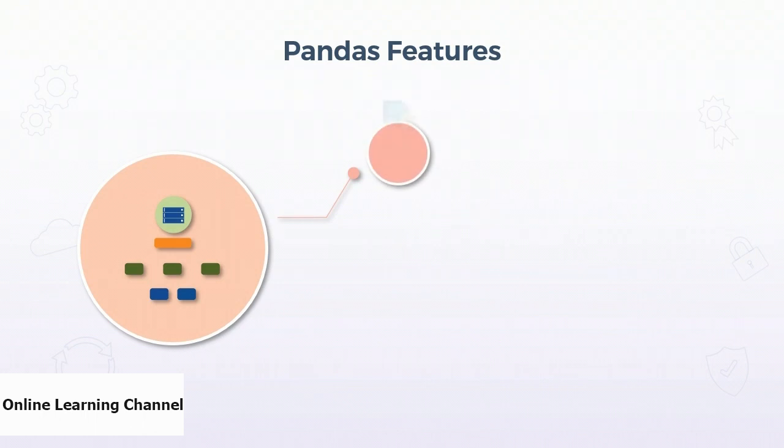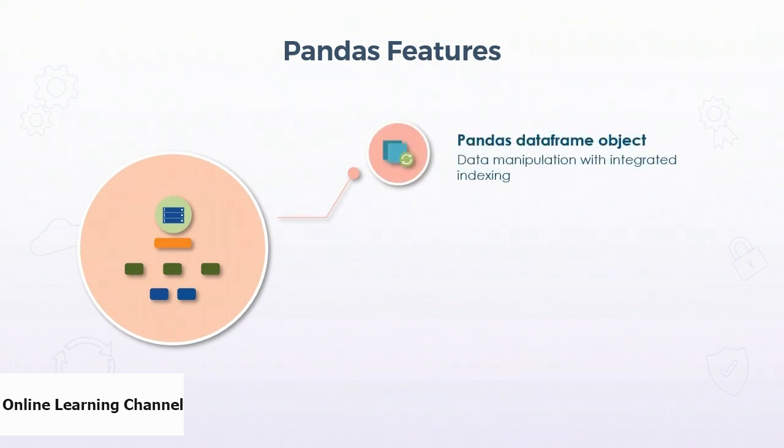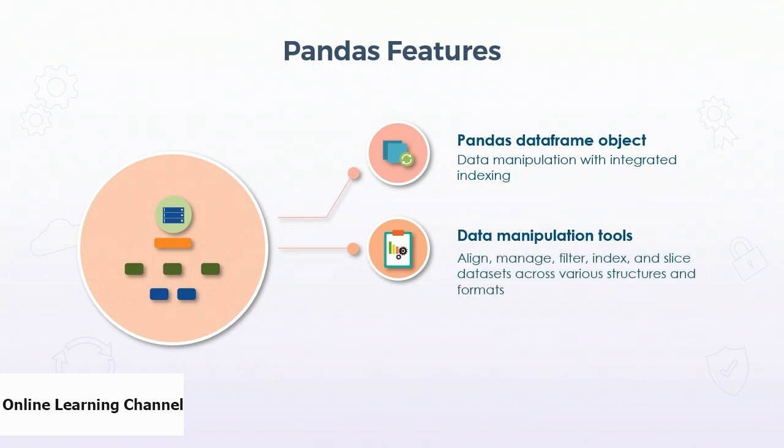The main features of the Pandas library include DataFrame, which is an object for data manipulation with integrated indexing. It has inbuilt tools for reading and writing data between structures and with different formats. It allows users to align and manage missing data, filter datasets, or index datasets. It also allows users to slice or create subsets from large datasets based on different labels.